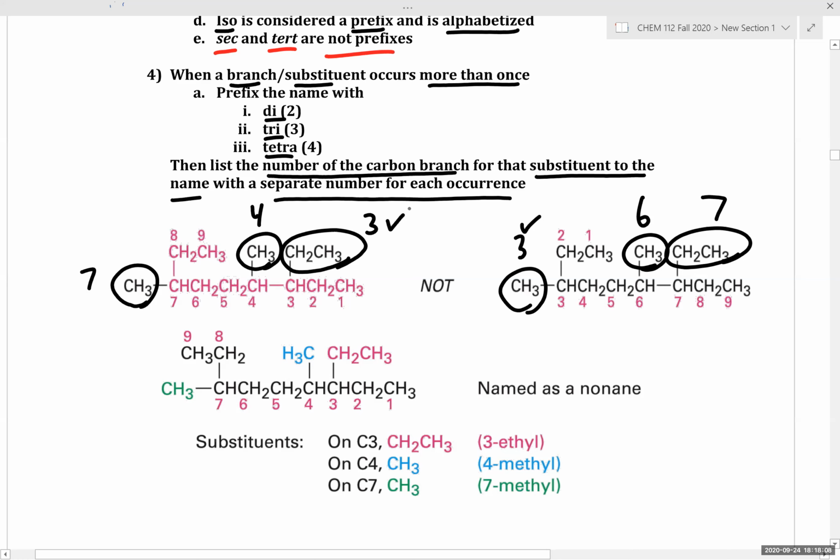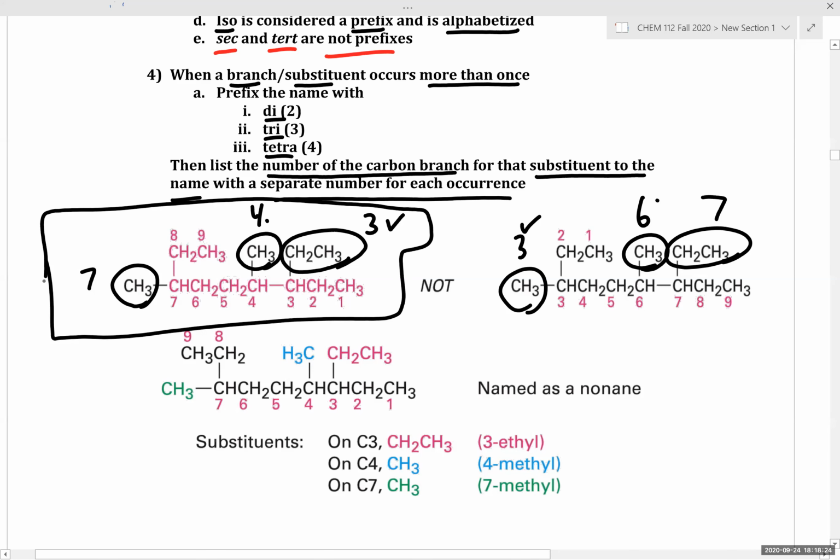So we both have locants at 3. Which number is smaller, 4 or 6? 4. That's why this counting method is preferred, because it has the smaller locant number in order of counting. Does that make sense?